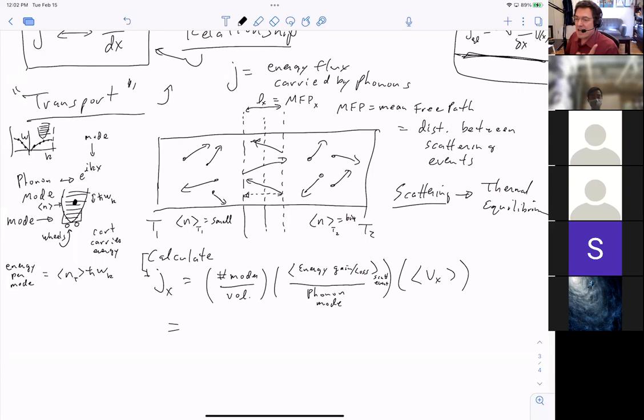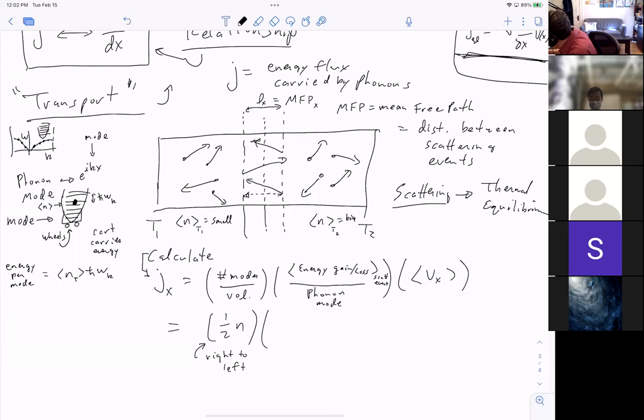And then what we see is that we have half of N, because we know that the total number of phonon modes is equal to the total number of atoms. Remember, we did that in class. And so the total density of phonon modes is N, the total density of atoms. And so if we're talking about from right to left, half of them are moving from right to left. So that's the number of modes per volume.